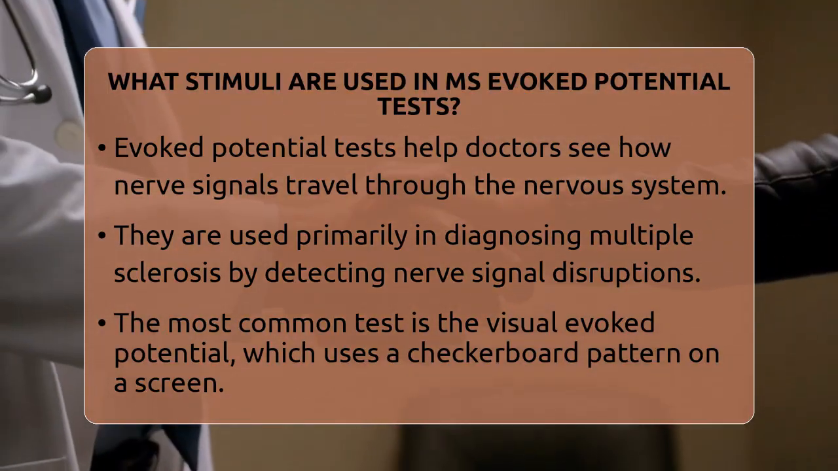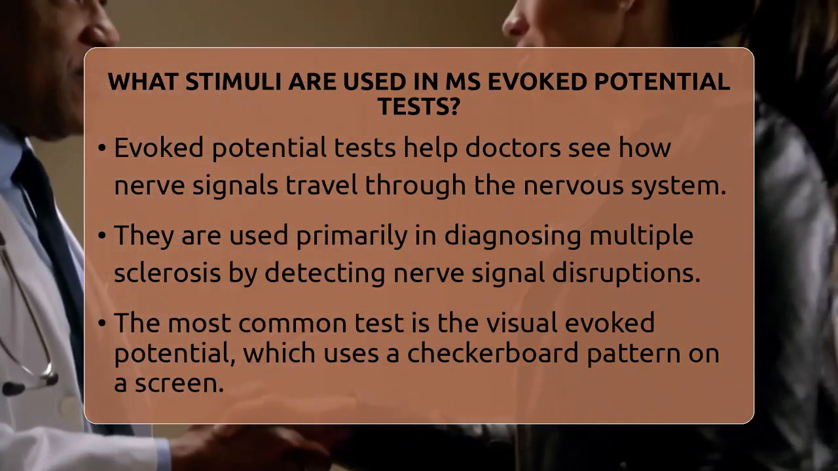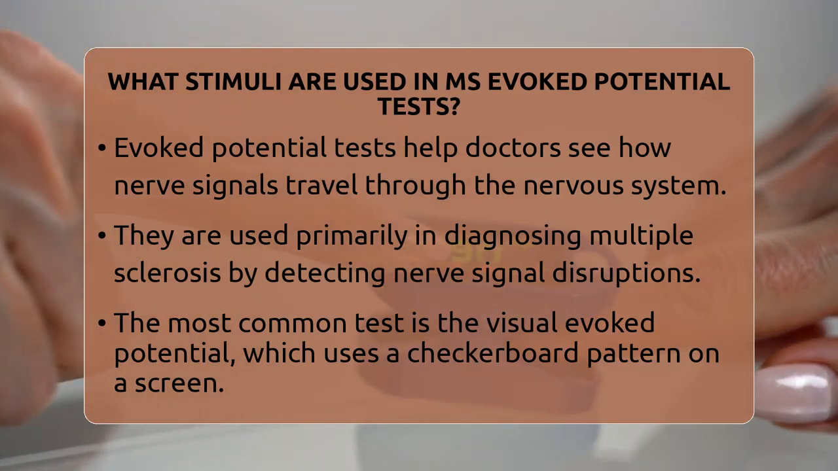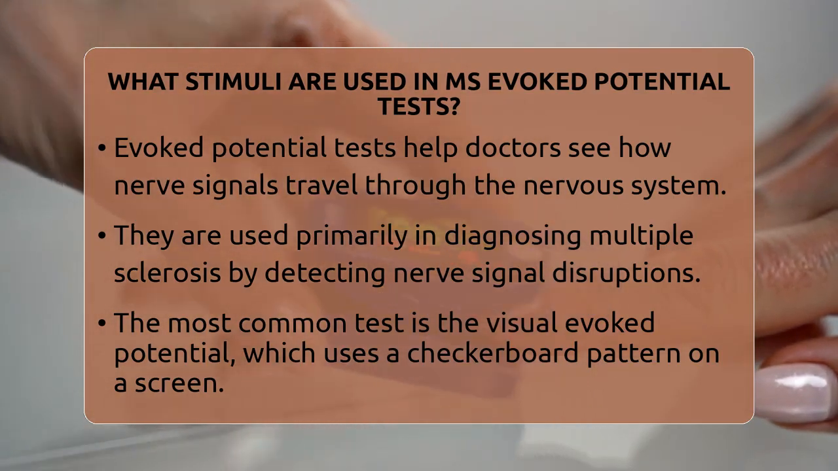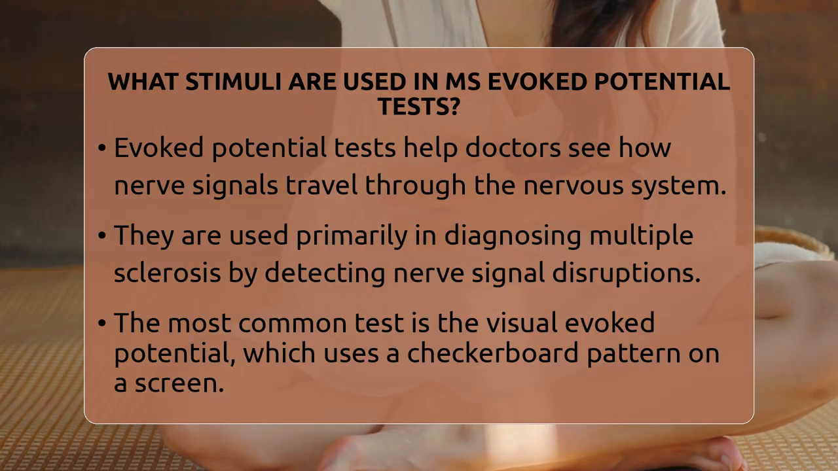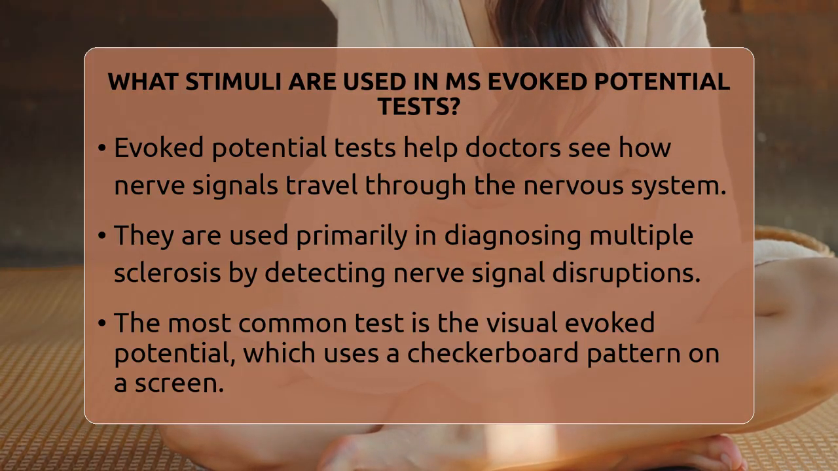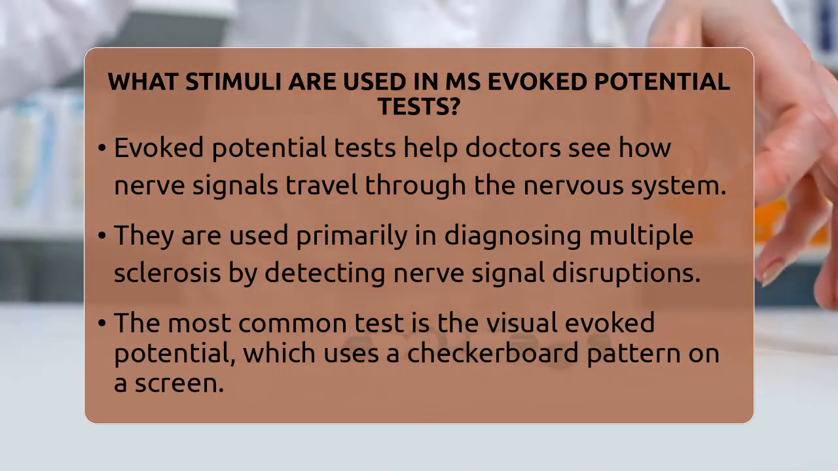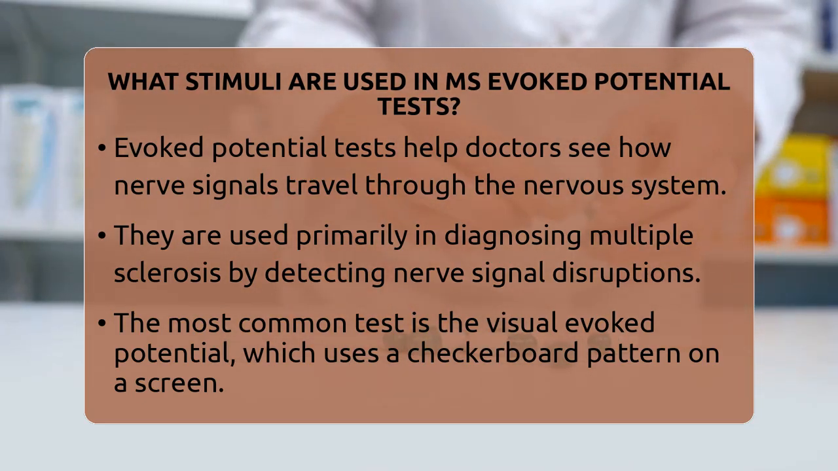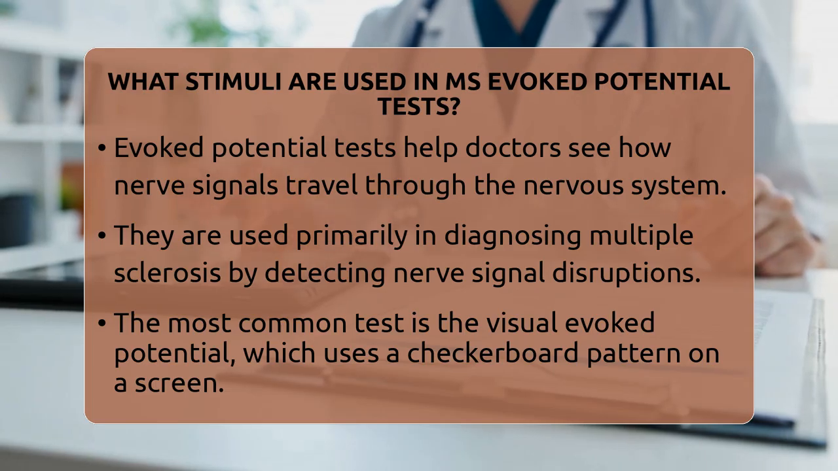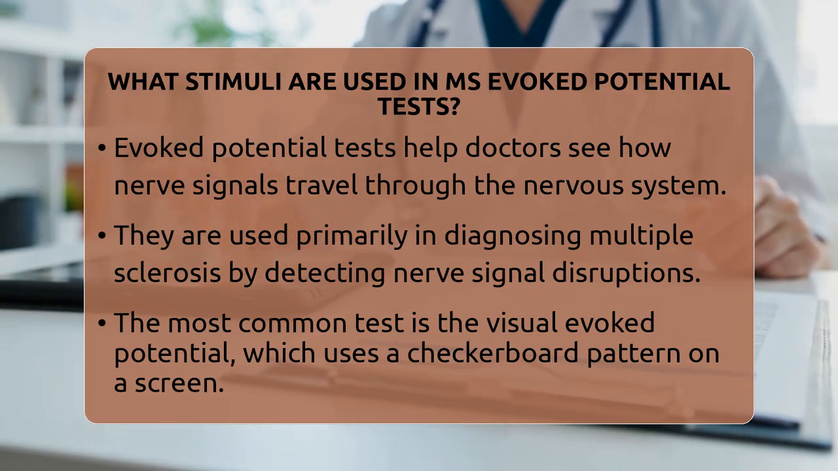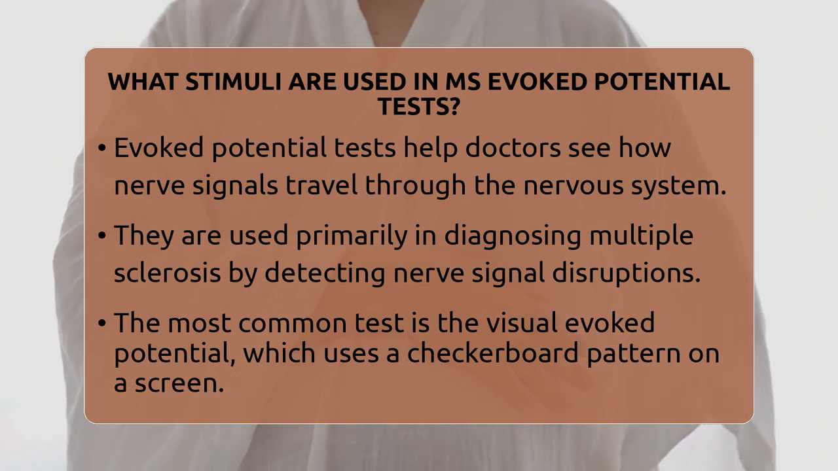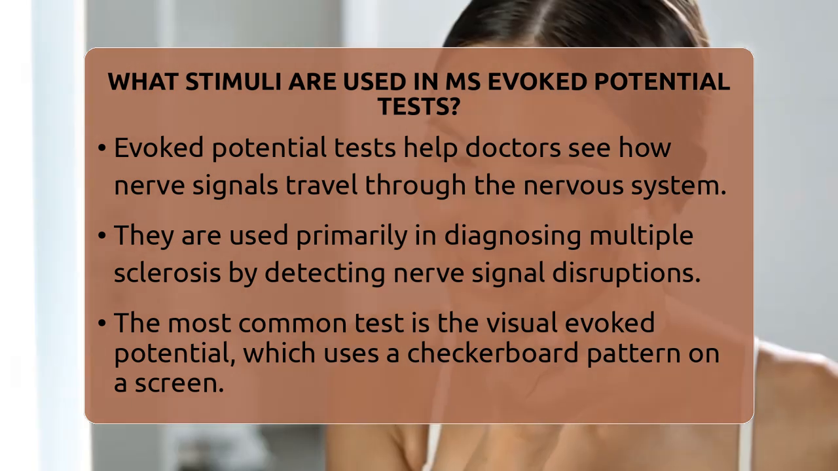What stimuli are used in evoked potential tests? Imagine a way for doctors to peek inside the nervous system and see how well signals travel through the body. That's what evoked potential tests do, especially when diagnosing multiple sclerosis. These tests use specific stimuli to trigger responses in the nervous system, helping identify areas where nerve signals might be slowed or disrupted. The most common type is the visual evoked potential test.